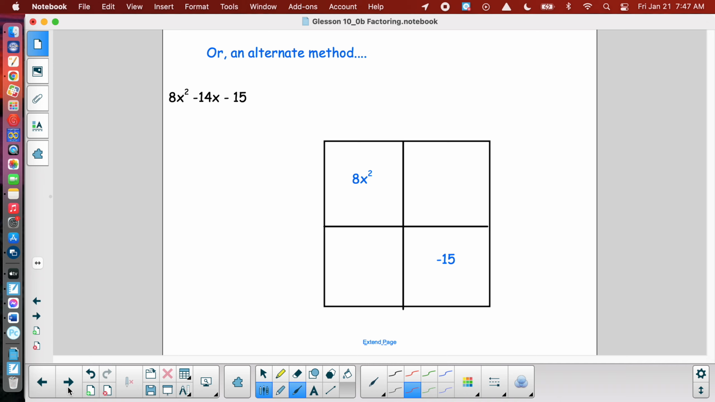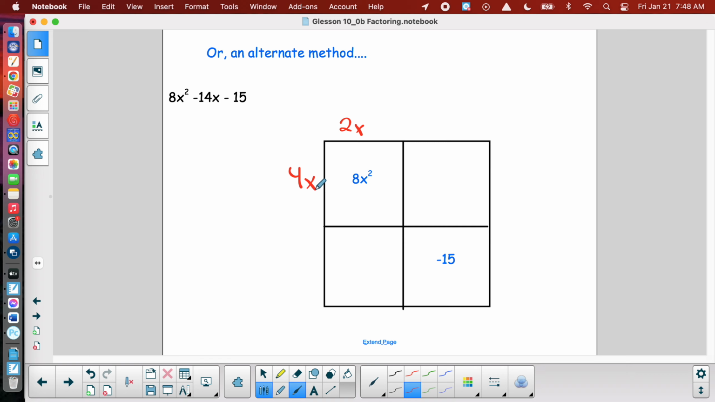So we kind of have to guess and check a little bit. Well, what's going to give me 8x squared? How can I get to 8x squared? Well, maybe it's 2x and 4x, maybe it's 1x and 8x. I don't know. So let's guess that it's 2x and 4x. Okay? We're literally guessing at this point.